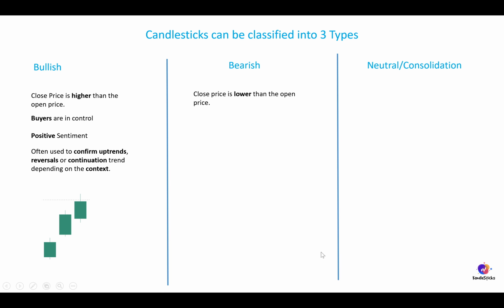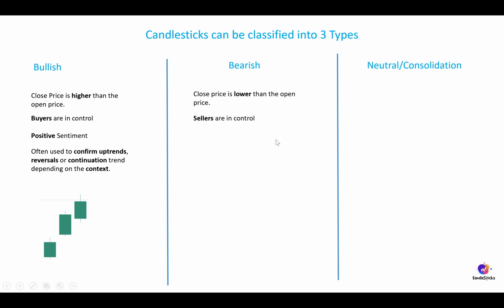Now moving to bearish, which is just the opposite of bullish, where the closing price is lower than the open price. Remember, in bullish the price opens lower and closes above the open price. In bearish, it's exactly the other way around. Open is higher, close is lower.